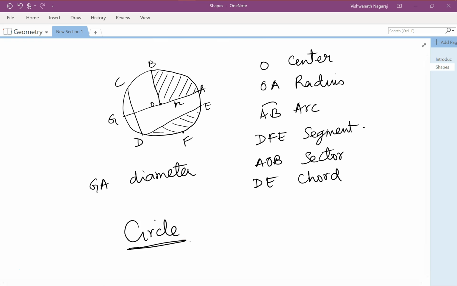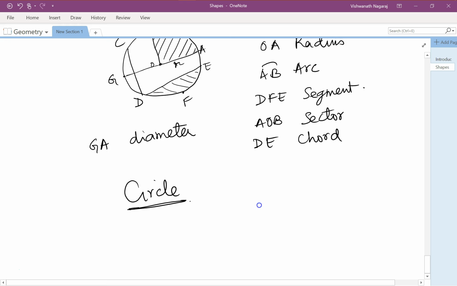The circle is very, very important. I'm sure if you look around, you will find lots and lots of circles.